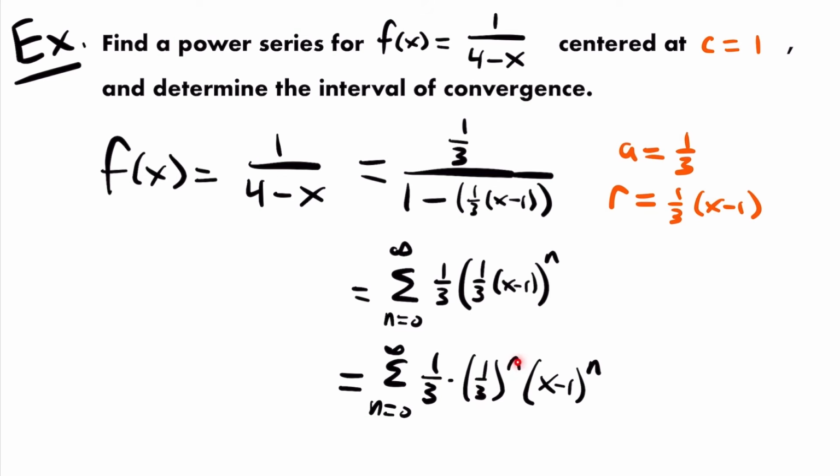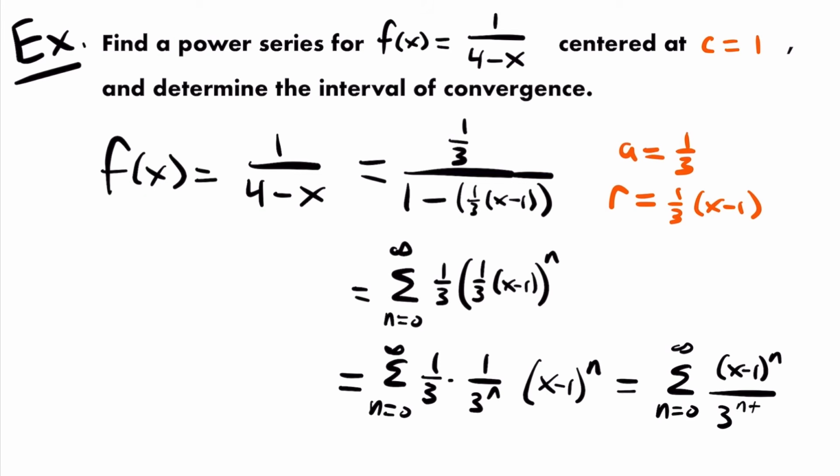Now 1/3 to the power of n will just be 1 divided by 3 to the power of n, because 1 to the power of n, as long as n is finite, is just 1. And so I'll just rewrite this, and we will have 1 divided by 3 to the power of n. Okay, and now we can combine these denominators. 3 times 3 to the power of n will be 3 to the power of n plus 1, because we add the exponents. And so we can rewrite this power series one more time to be the sum from n equals 0 to infinity of x minus 1 to the power of n divided by 3 to the power of n plus 1, right?